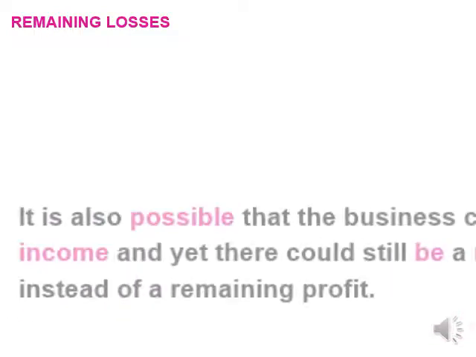Now, it is also possible for a business to make a remaining loss. This is totally different from a net loss. A net loss is when the expenses in the profit and loss account are more than the income in the profit and loss account, and it is then a loss that is transferred to the debit side of the appropriation account. That is what a net loss is. A remaining loss is something different.